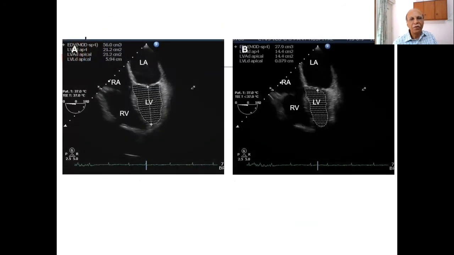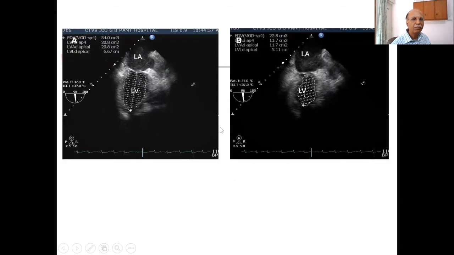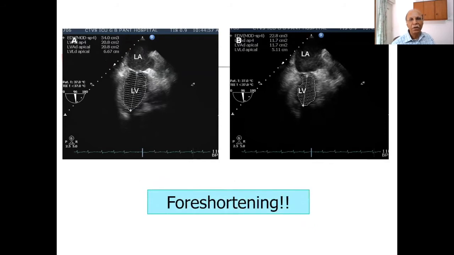So you have two orthogonal plane sections. One is in the four chamber. You measure the LV volume in end diastole and in end systole, and another in two chamber, again in end diastole and end systole, and you average the values and you get the ejection fraction.